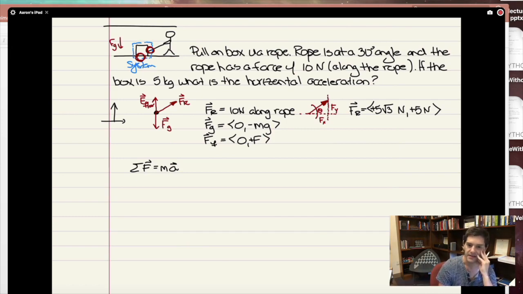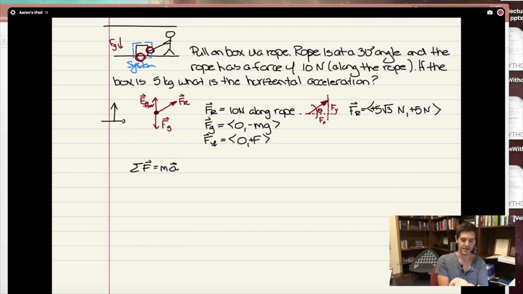Now in this case, it's only asking about the horizontal component, though we could actually figure out the vertical and the horizontal component. And we will come back to that. But right now, let's just focus on the horizontal. So this first line is completely general. It says, using vectors, the vector sum of forces equals the mass times the vector resulting acceleration.